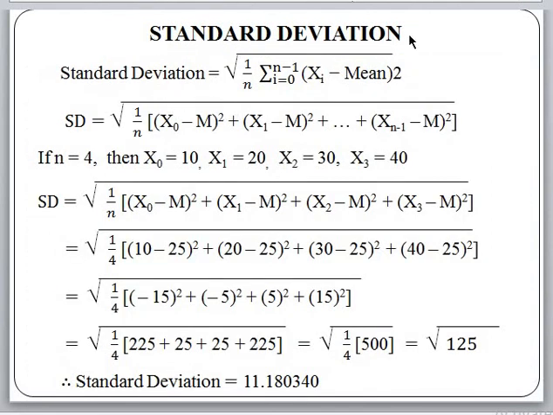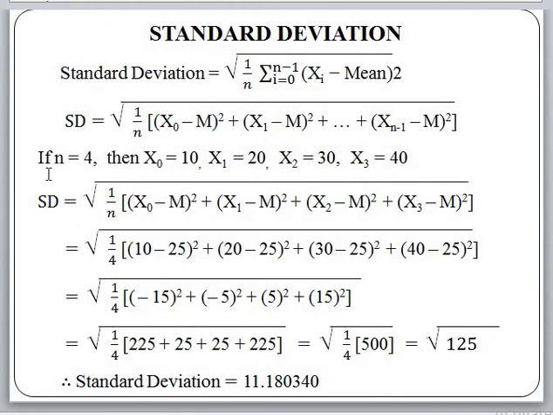Now we'll compute the standard deviation. Standard deviation equals the square root of 1 by n, as I mentioned, summation of i equal to 0 to n minus 1, where we obtain the summation of (xi minus mean) whole square. If we expand this, it is the square root of 1 by n into the summation of (x0 minus m) whole square plus (x1 minus m) whole square plus, till (x n minus 1 minus m) whole square.